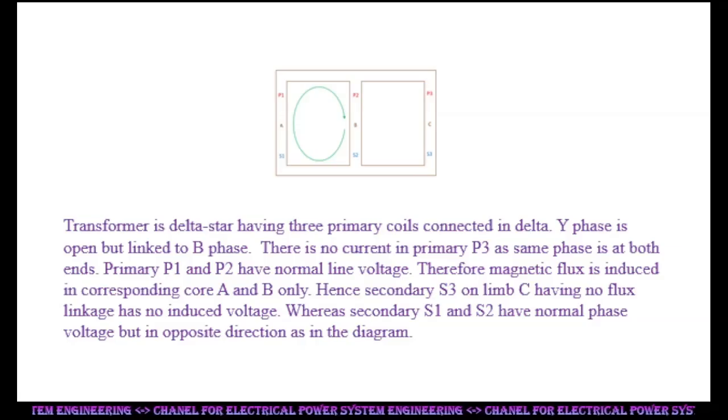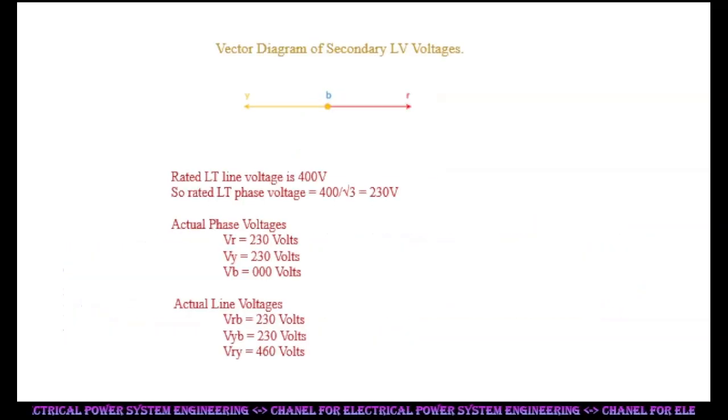Therefore, magnetic flux is induced in the corresponding cores A and B only. Hence, secondary S3 on limb C, having no flux linkage, has no induced voltage, whereas secondaries S1 and S2 have normal phase voltage but in opposite direction, as in the diagram. Rated LT line voltage is 400 V. Rated LT phase voltage is equal to 400/√3, which is equal to 230 V.